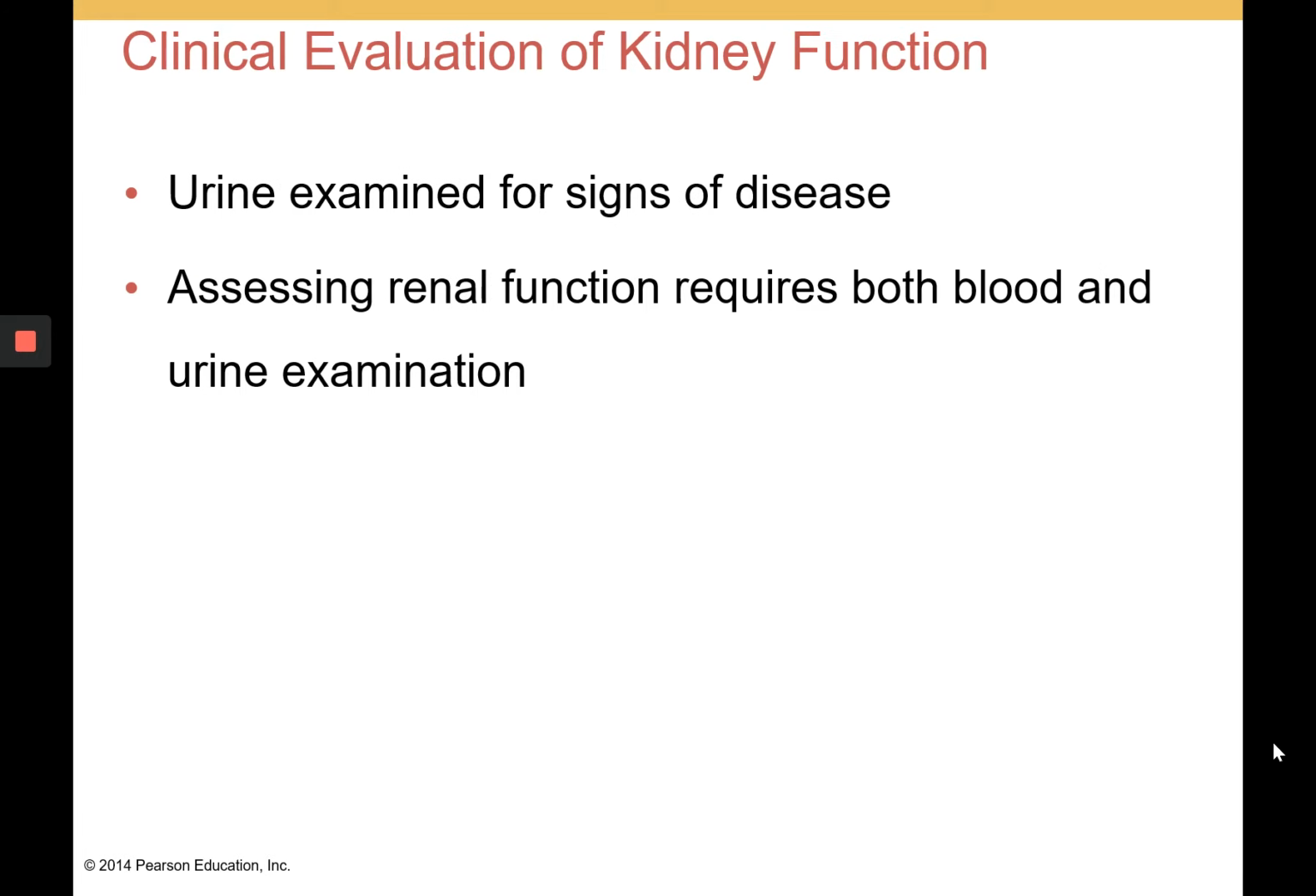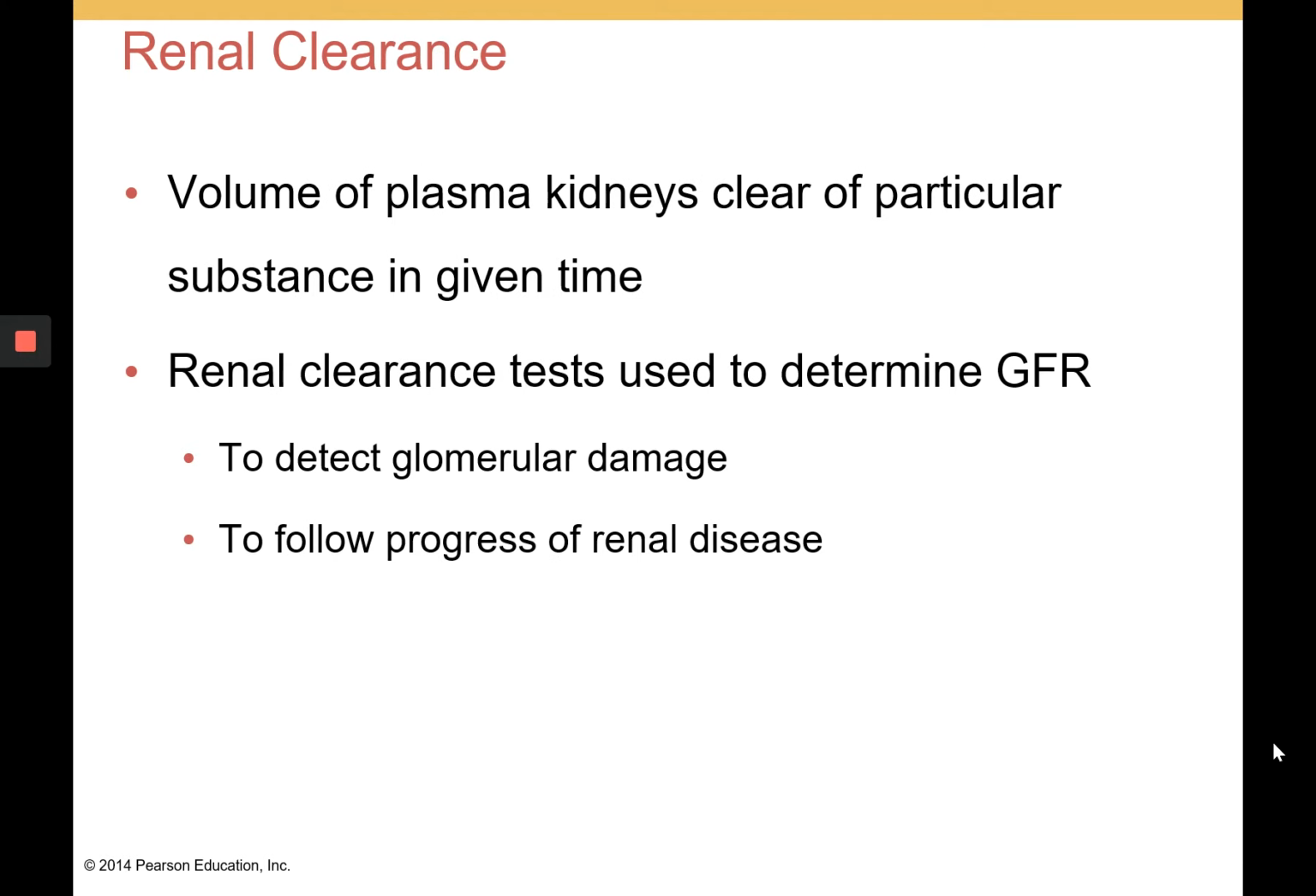We next are going to look at clinical evaluation of kidney function, and urine can be examined for signs of disease. They actually used to taste urine to figure out if it indicated some type of pathogenesis. Luckily, they no longer really do that, but we still analyze urine as a great sign of any pathological disease or malfunction. So assessing renal function does require both a blood and urine examination, and we can learn a lot from both. Renal clearance is one example of a test that we can do to see how well stuff is getting through the nephron.